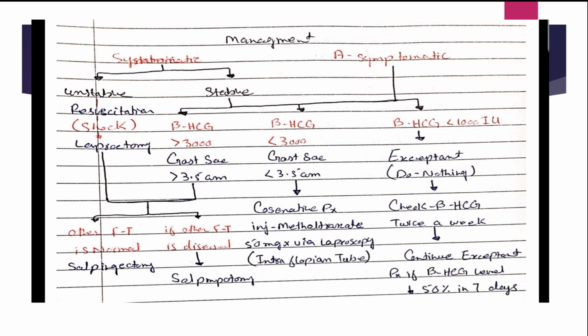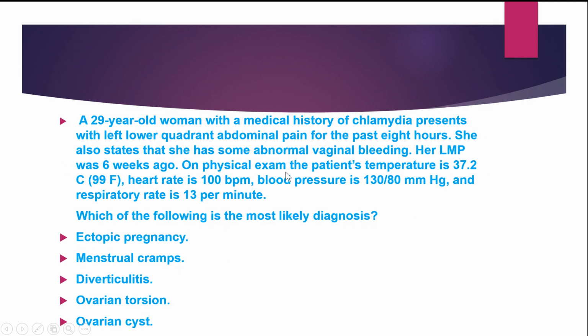Now let's study a case. A 29-year-old woman with a medical history of chlamydia presents with left lower quadrant abdominal pain for the past 8 hours. A 29-year-old young female, and a risk factor is also present. Pain is also there in the left lower quadrant. And she also stated that she has some abnormal vaginal bleeding. Her last menstrual period was 6 weeks ago.